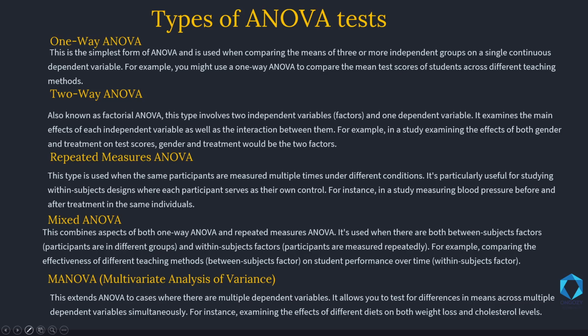Then there is MANOVA, that is multivariate analysis of variance. This extends ANOVA to cases where there are multiple dependent variables. It allows you to test for differences in means across multiple dependent variables simultaneously. For instance, examining the effects of different diets on both weight loss and cholesterol levels.